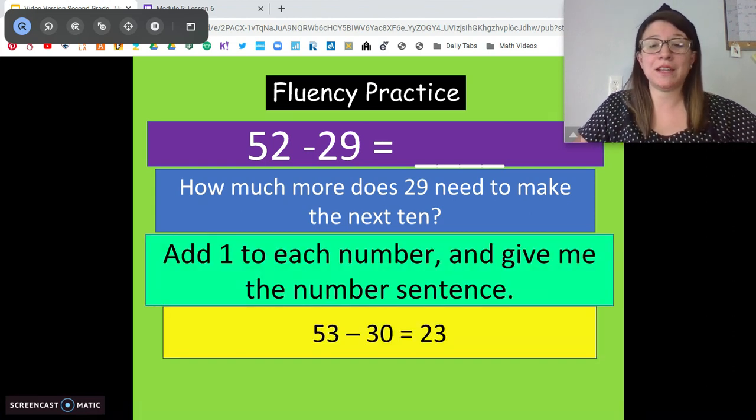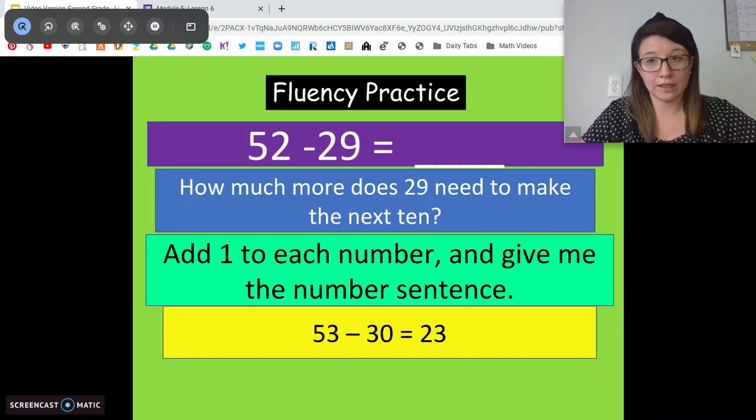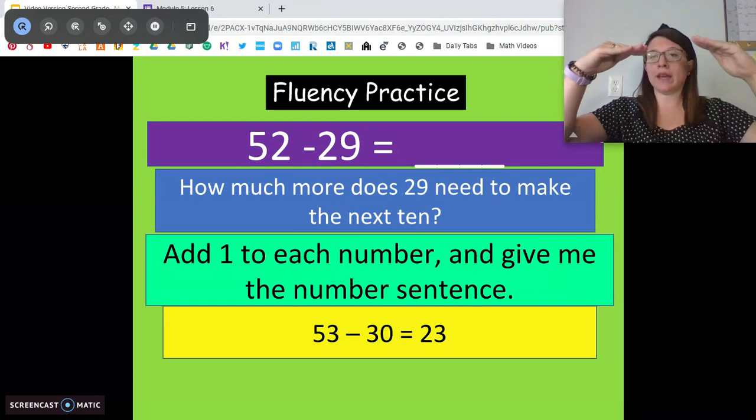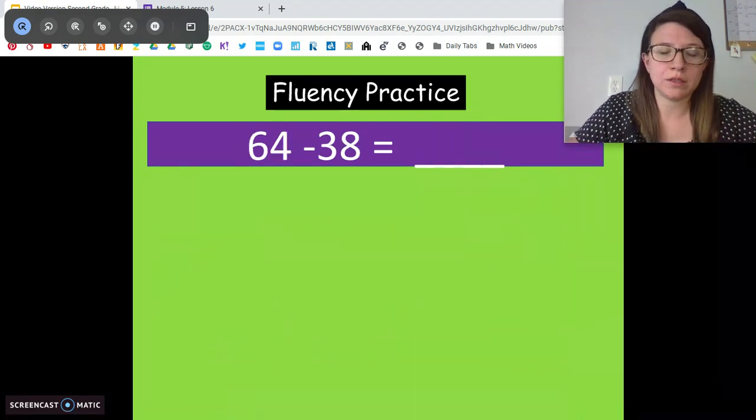Good. It's going to be 53 minus 30, and that's going to get us 23. That's just easier for our brains to work out. Whatever we do to one, we got to do to the other. All right, let's do another one.